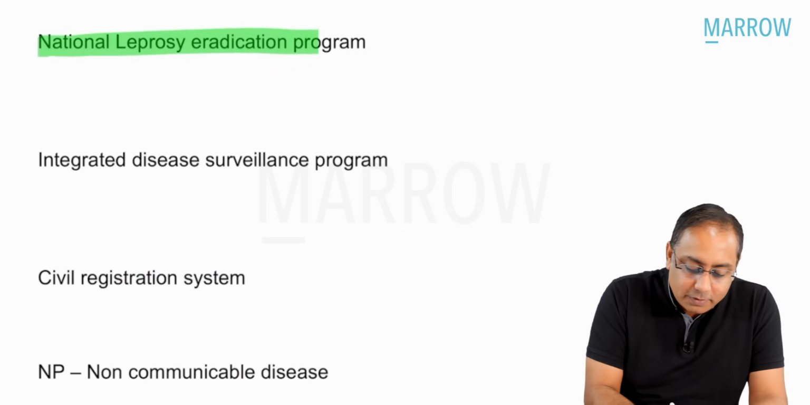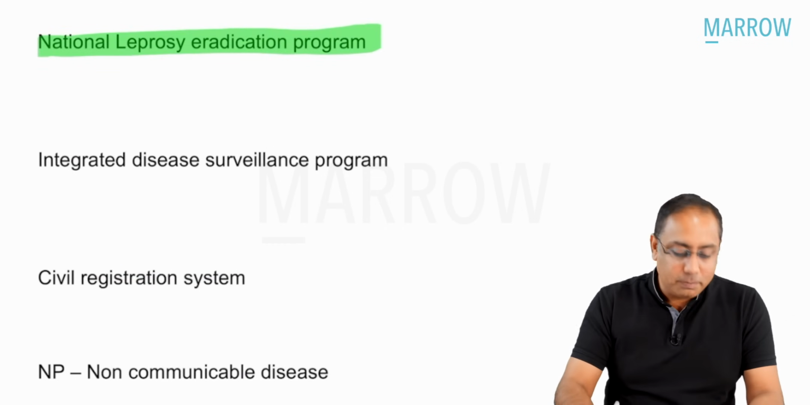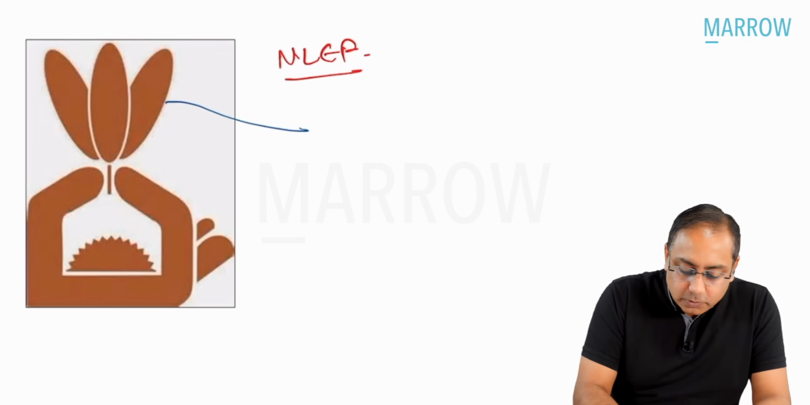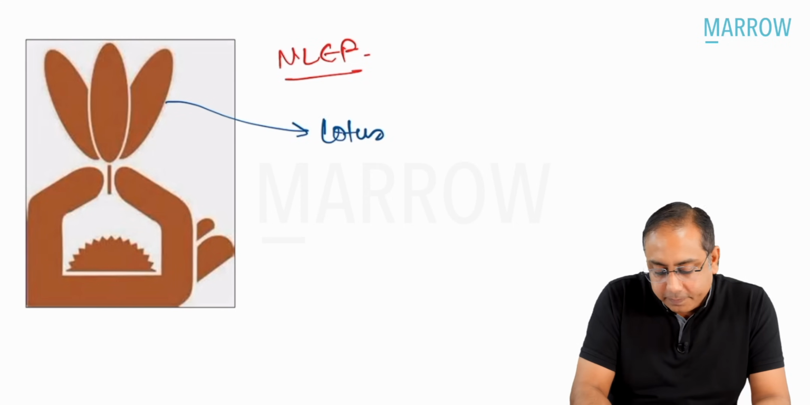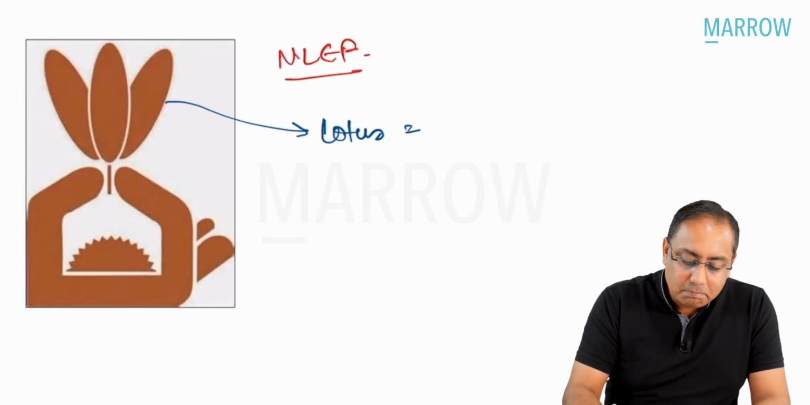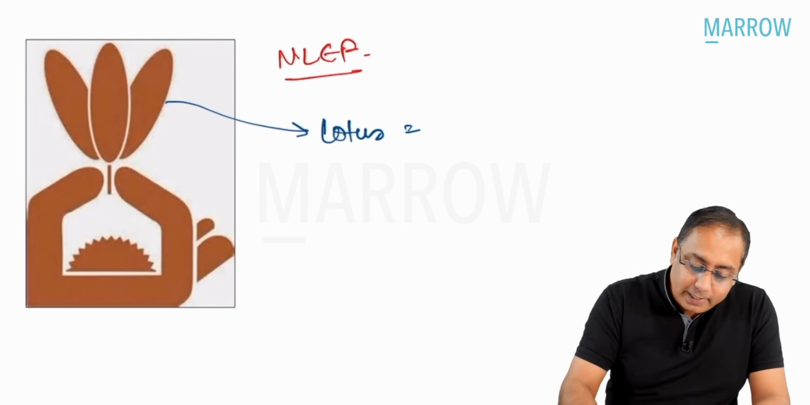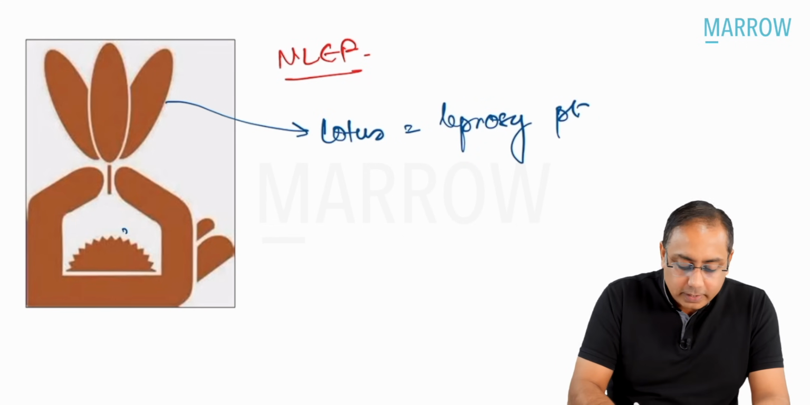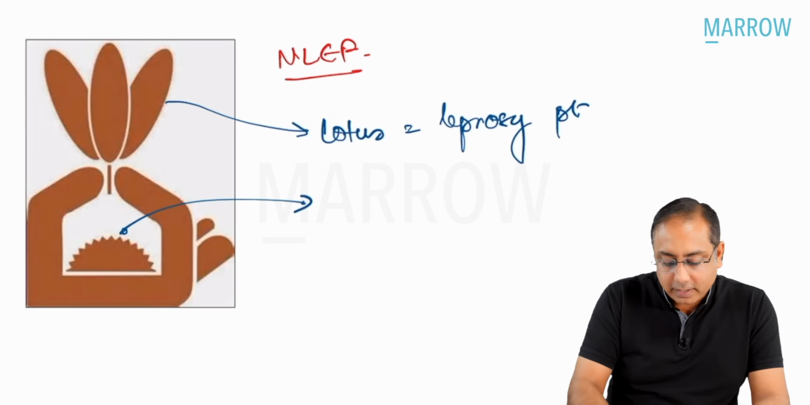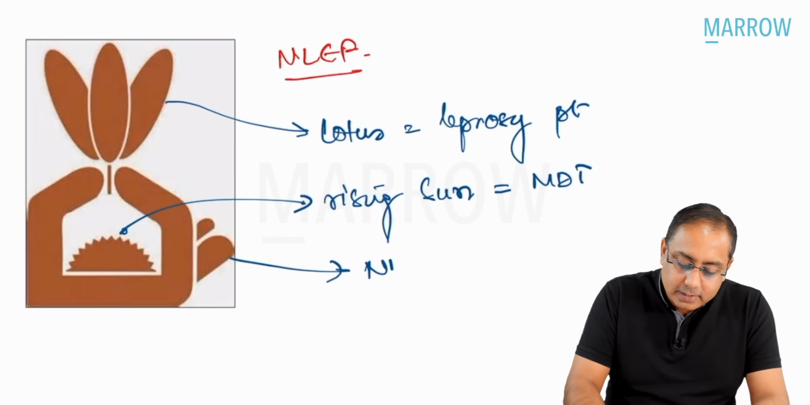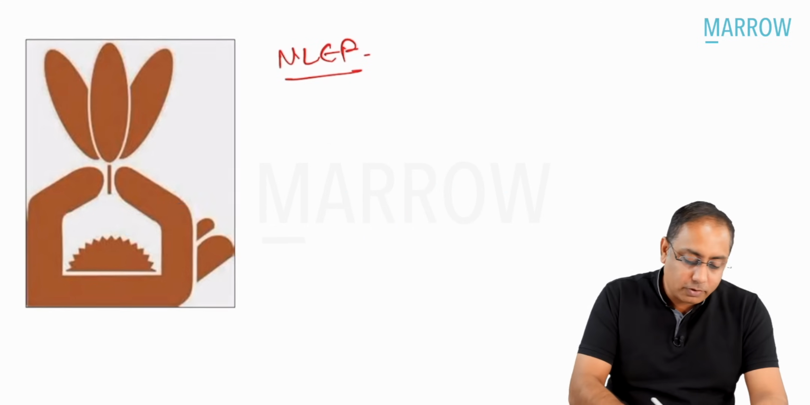What does NLEP stand for? National Leprosy Eradication Program. In this logo you have to know 3 things. There are 3 parts of this logo. The first part is the lotus flower. What does this lotus flower denote? It denotes purity, and it denotes an important element of society, that is the leprosy patient. The leprosy patient is the lotus. Then inside you have the rising sun, which is the multi-drug therapy, MDT, and this hand is the hand of NLEP, Government of India.